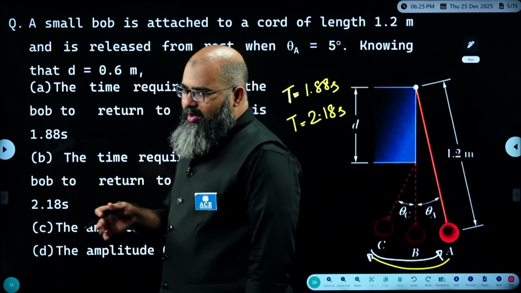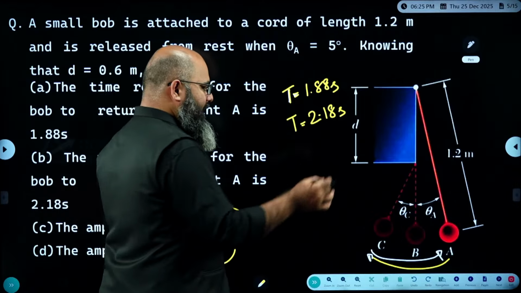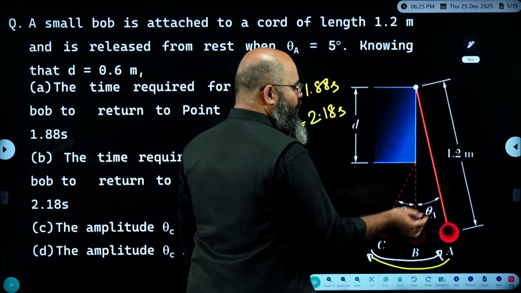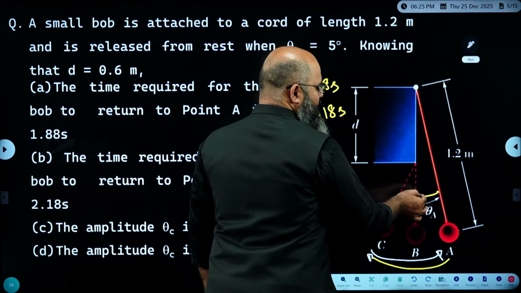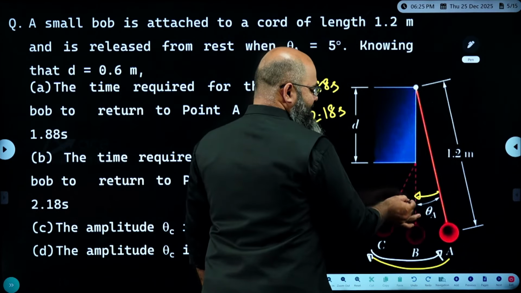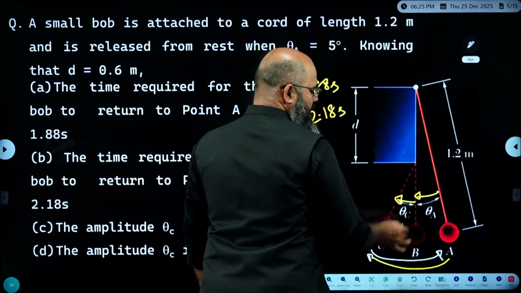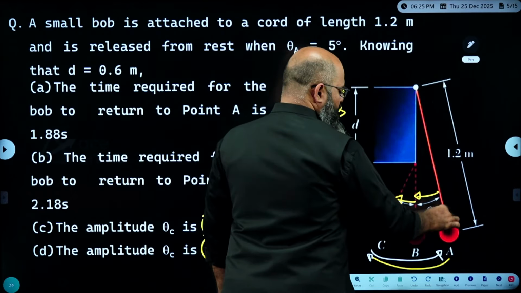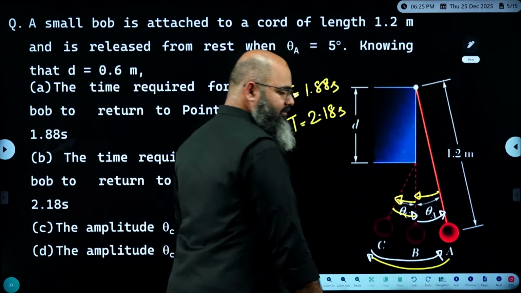Now if you think about the oscillation over here, I can break this oscillation down into 4 parts, 4 quarters. First quarter is going over here, second quarter is going over here, third quarter is coming back by theta c, fourth quarter is coming back by theta a.